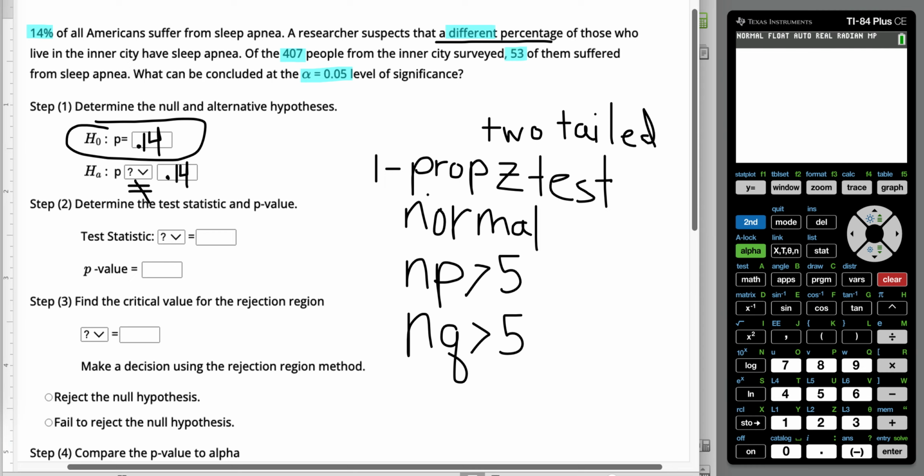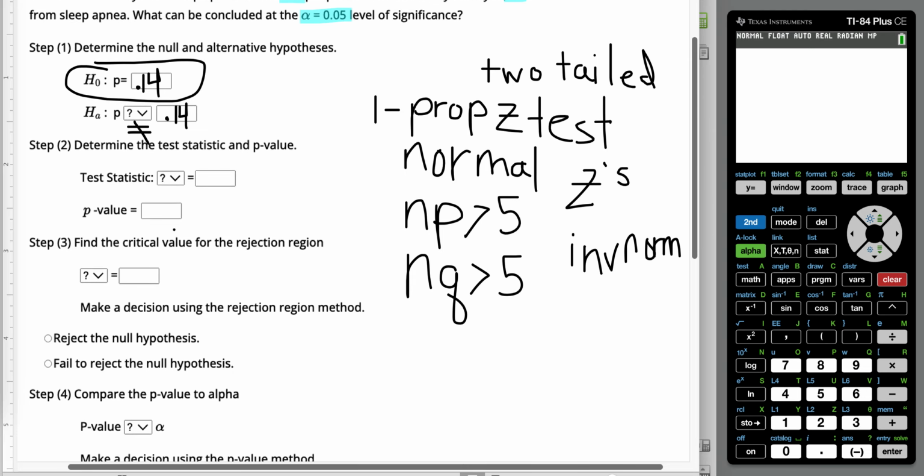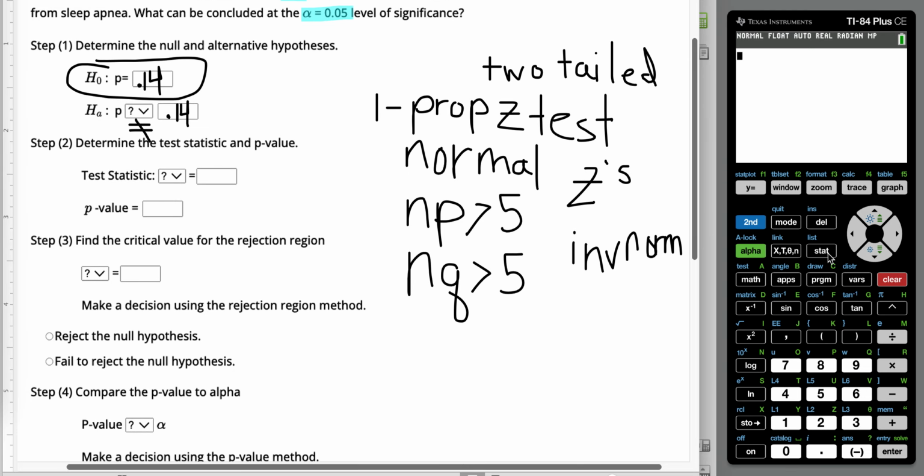So we're doing proportions, but we're using the normal distribution to approximate that, which means we're using z's, because we're using the normal distribution, which means when I go to find my critical value, I'm going to do inverse norm because we're using the normal distribution. Okay, so we're going to do one prop z-test.